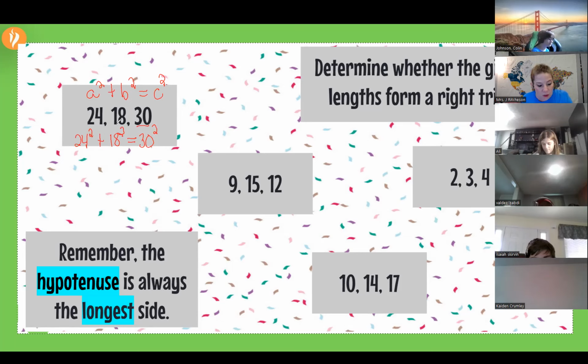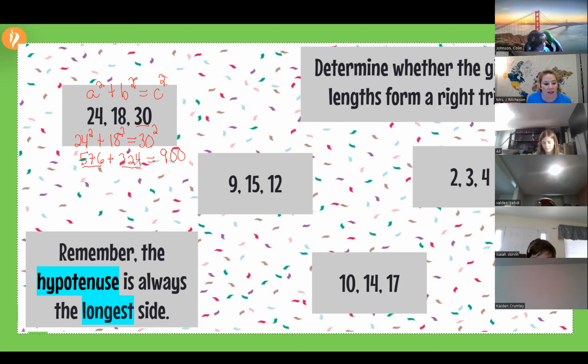And then you're literally going to do what it tells you to do. You're going to square 24 in the calculator. Remember, 24 squared means 24 times 24, a great big number, 576. And then 18 times 18 is 324. And then 30 times 30 is 900. I know that's hard to read. I'm so sorry.